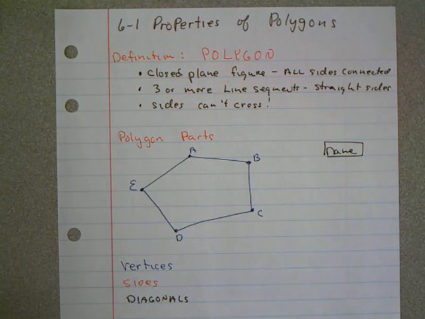So looking in front of you, you see polygon ABCDE is a polygon. It is a closed plane figure. All the sides are connected. The sides are made out of lines, and none of them cross each other.